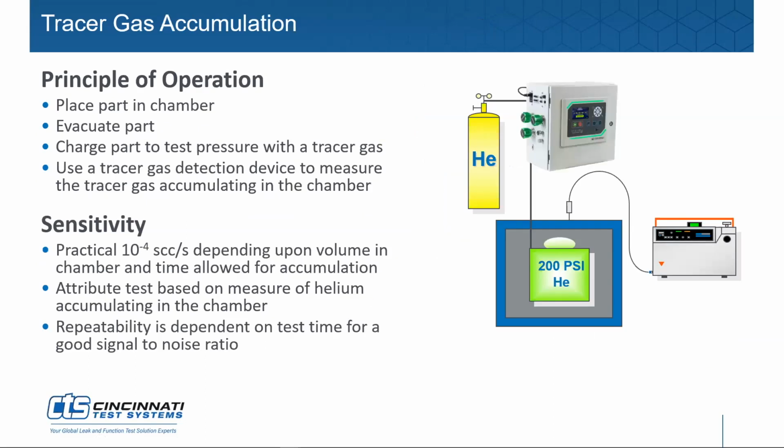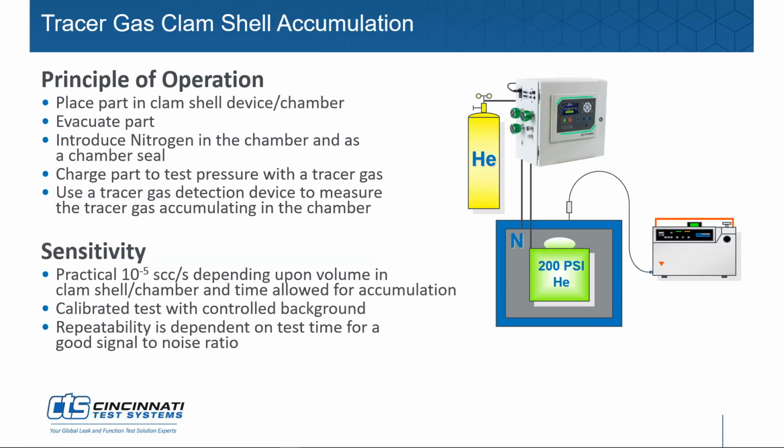If you want to control that a little better, you can put your part into a chamber and then measure a rate of rise of your trace gas within this fixed contained volume. You can calibrate to that, and it starts converting your attribute test to more of a measurement test. And then to control that more, you actually add nitrogen to your background, removing all the other background elements, so that it gives you even more repeatability and control over the leak rate sensitivity that you're getting to, minus 5 cc per second ranges, even down to minus 6.